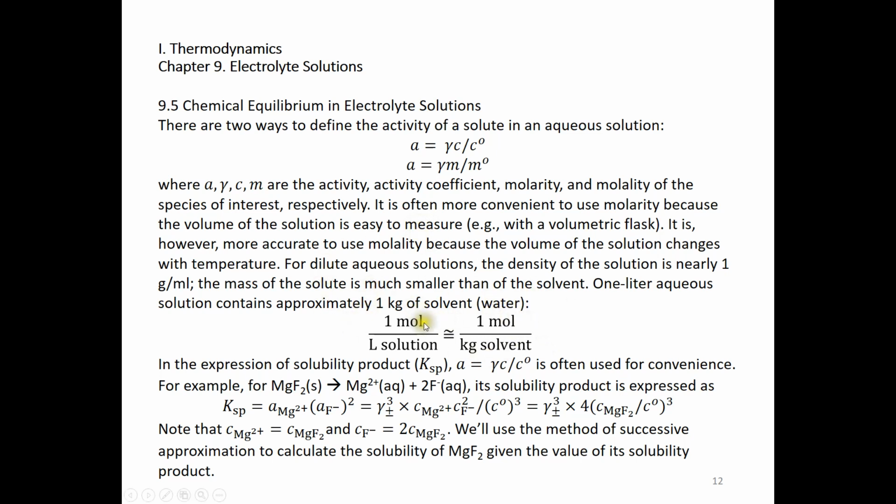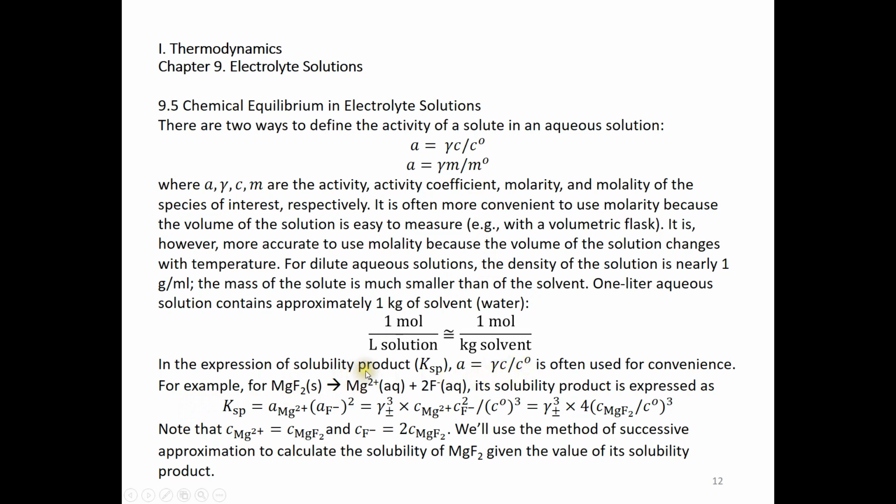And therefore, for an aqueous solution, very often it's okay to use C0 or M0, molar concentration or molality concentration, as long as you understand that if you use molar, it's just an approximate value at a given temperature. When you use molality, it's more accurate. They are about the same if water is the solvent. Now let's just use molar for convenience.